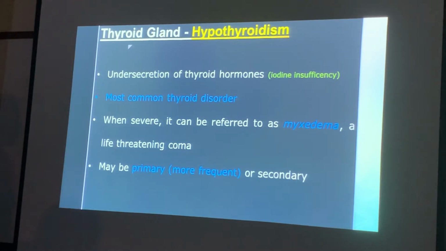When it's really severe, you can go into a coma called myxedema. Myxedema is a coma you can go into when you have severe hypothyroidism. It can actually be fatal if it's severe and goes untreated.